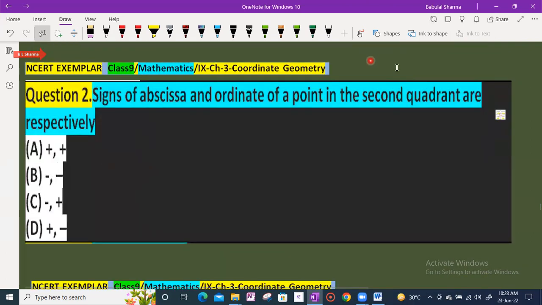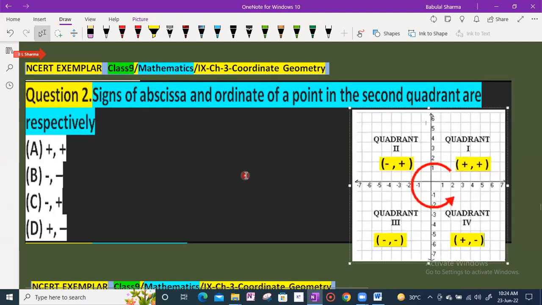Question number 2 is on your screen now. Sign of abscissa and ordinate of a point in the second quadrant are. Abscissa means x coordinate, ordinate means y coordinate. ये कौन से second quadrant में इनके sign क्या होते हैं? So here you will check here. In second quadrant you will see abscissa, the x coordinate is negative and the y coordinate is positive. So C is the correct option here.